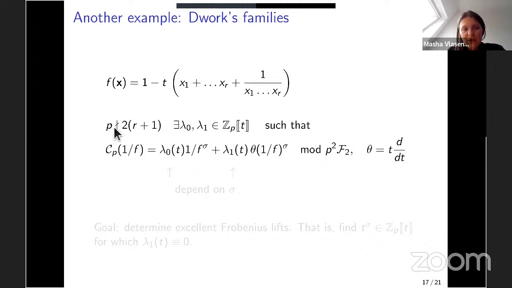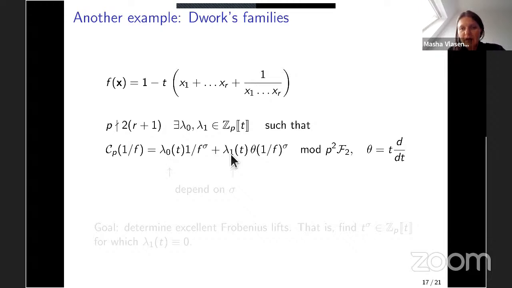We assume that P does not divide 2 times R plus 1, and under this condition, there exist two functions, lambda 0 and lambda 1, p-adic power series, such that CP, the Cartier operation applied to 1 over f, is a linear combination: lambda 0 times 1 over f with sigma applied, plus lambda 1 times the derivative of 1 over f with the Frobenius lift applied. Theta is the logarithmic derivative in t. This is a result of some computations using our main theorem and along the lines explained in the talk.